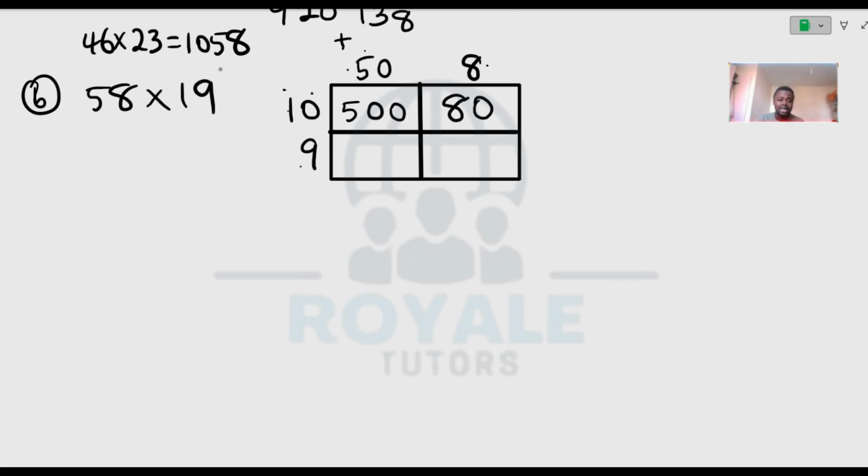All right. And then we move to 9 times 50. So you do 9 times 5, which is 45. And then you put 1 zero at the back. Then 9 times 8, that gives us 72. So the next thing is to add together the columns.